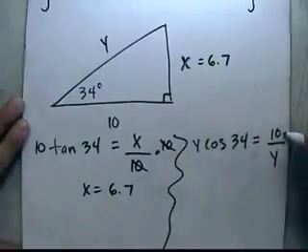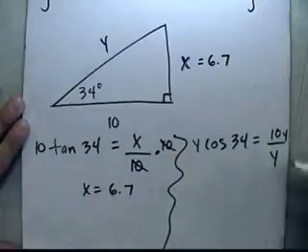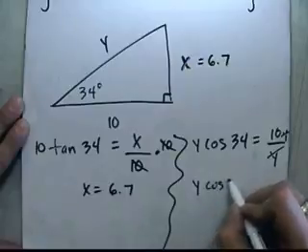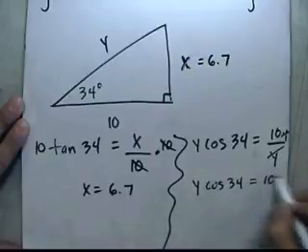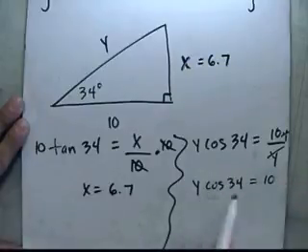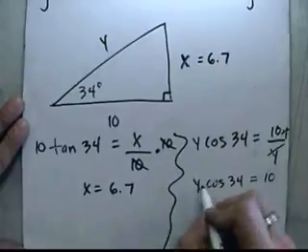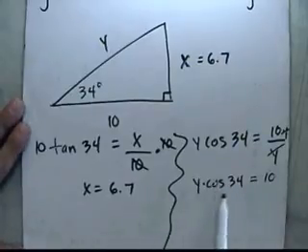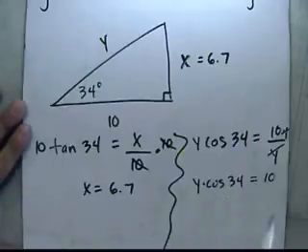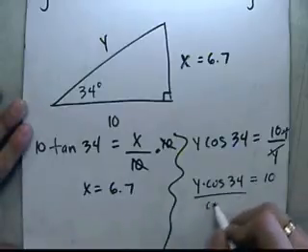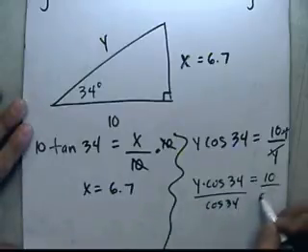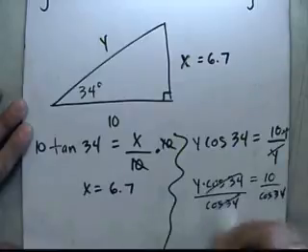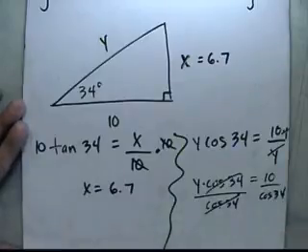So that would put me in a y here and a y here. I'll show you in a second. So those y's cancel. So I get y times the cosine of 34 equals 10. Now I'm solving for y here, so I've got to get rid of this cosine of 34. I'm multiplying, so divide to get rid of it, right? So you're just going to divide by cosine of 34 on both sides. Cosine of 34 divided by cosine of 34, so these cancel. You get y equals 10 over cosine of 34.